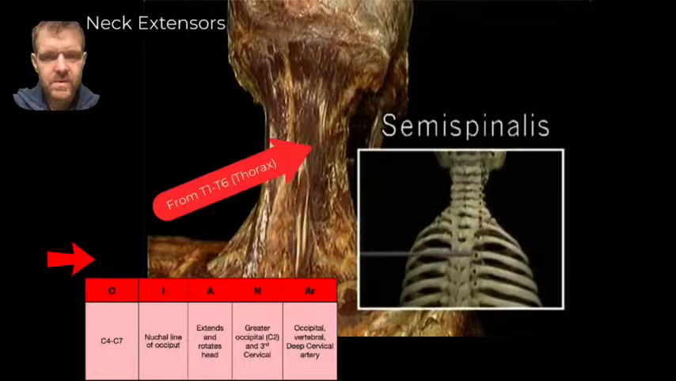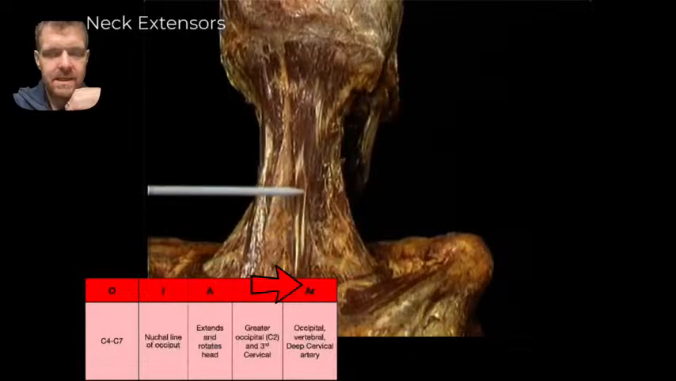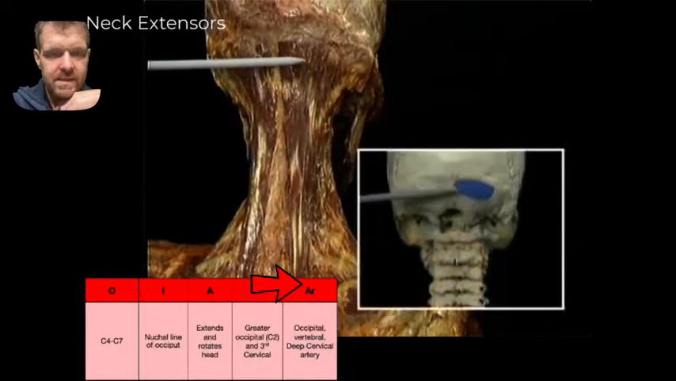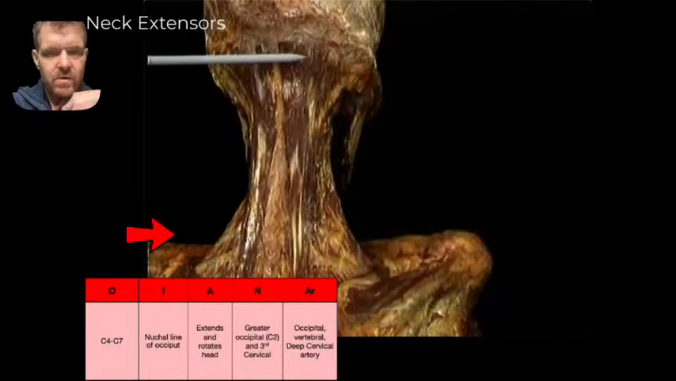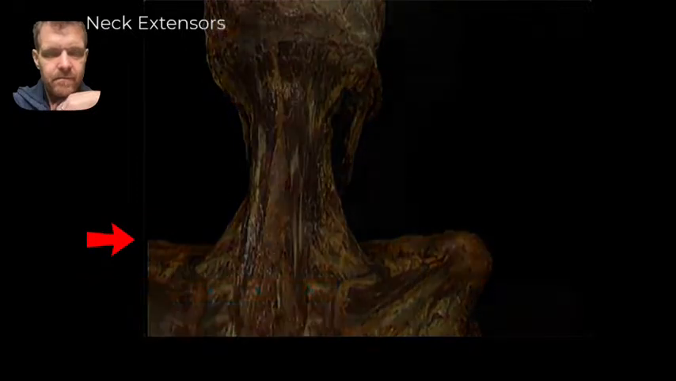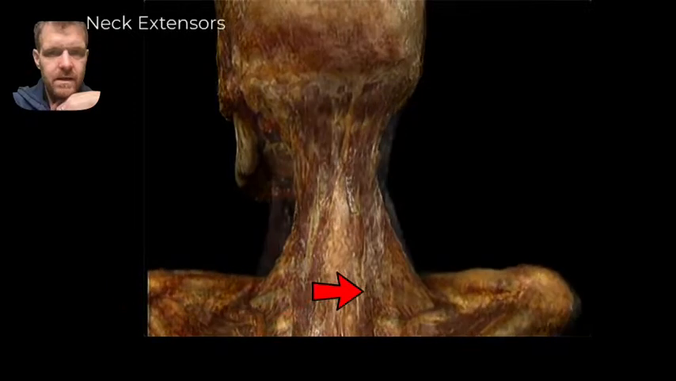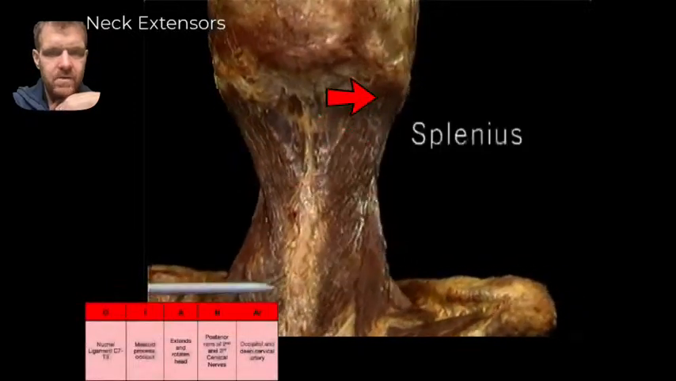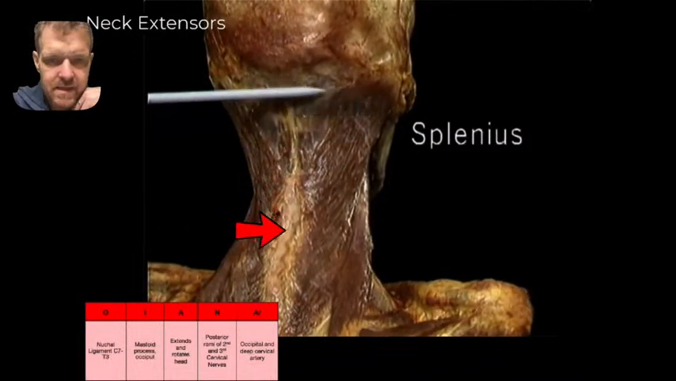Just watch this through again. So the semispinalis will go down into the thoracic spine region as well. Quite a broad attachment on the occiput. And then here we go, splenius on top. And you can see the nuchal line there actually, just there.